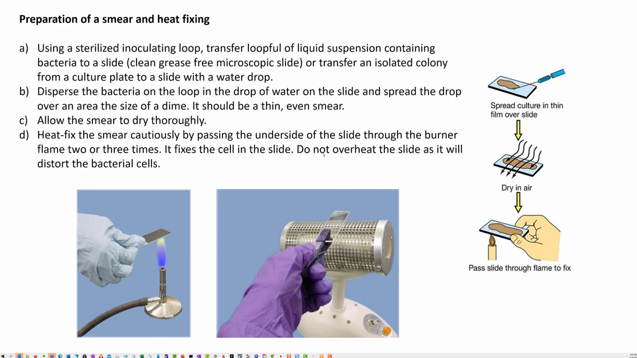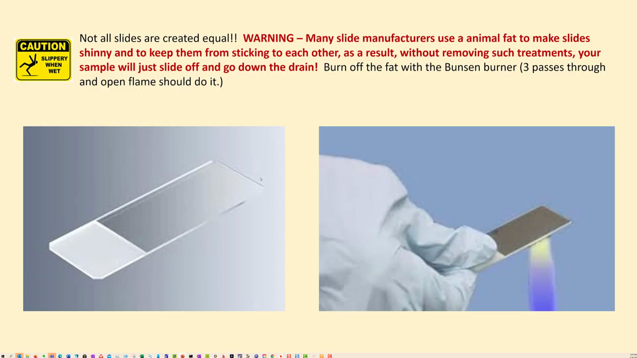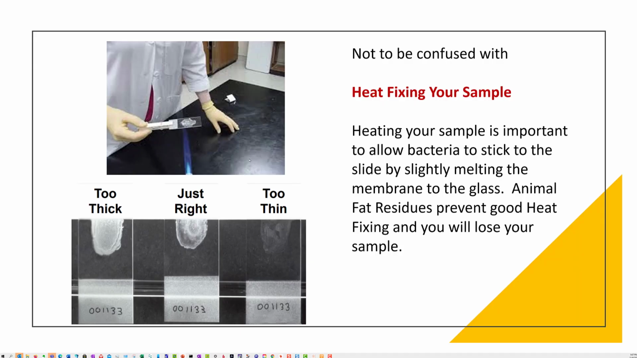What you're doing is melting just a little bit of the polysaccharide or whatever it has on the outermost layer to give us something to stick to. Again, let's remember that these slides do have animal fat, so we do want to burn it off on both sides. Just pass it forward; you don't have to re-blow the glass. I just burn the fat off on either side, and you're good to go. Let it cool, and then you can move it.